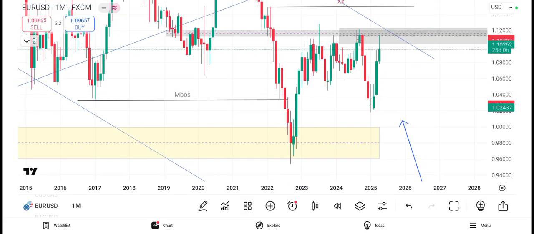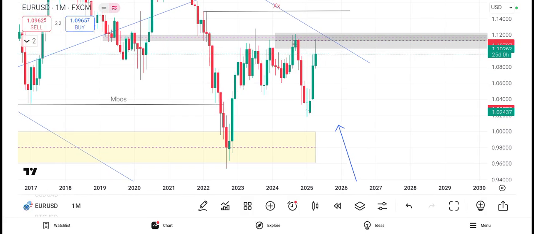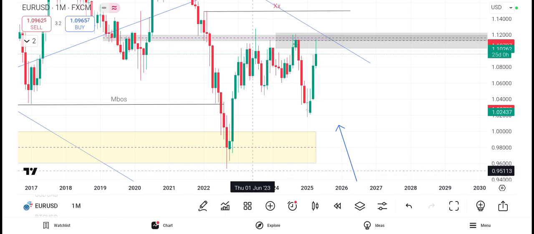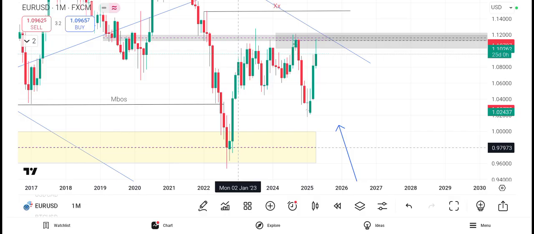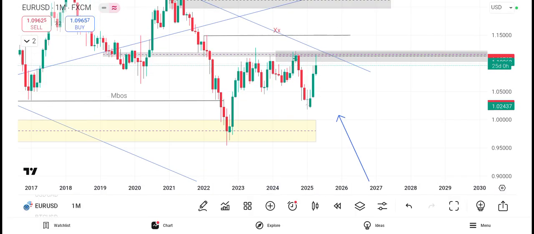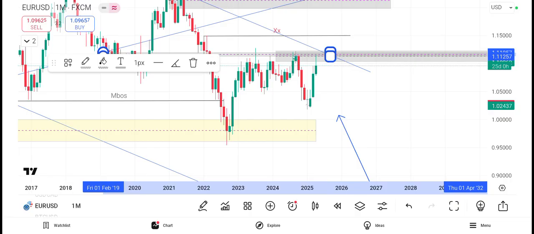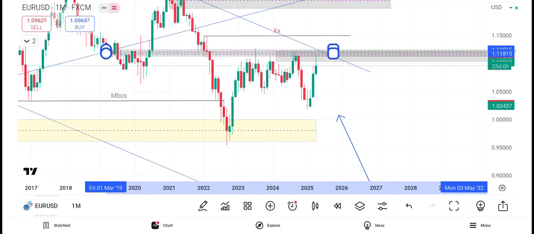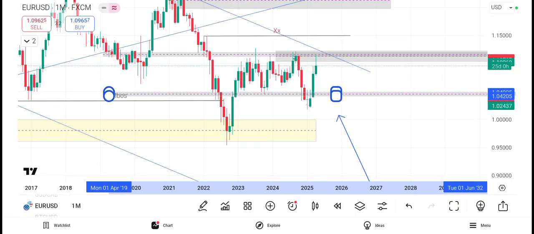This move is from 2022, I guess, when this consolidation started. 2023 to 2024. All right. So here we have this. I'm just giving you my own analysis though.